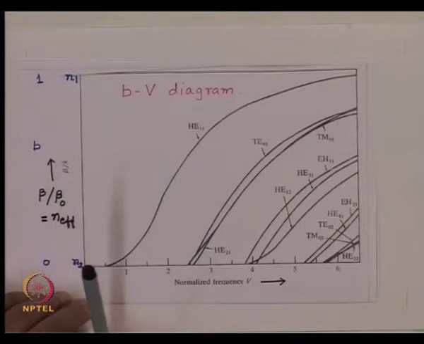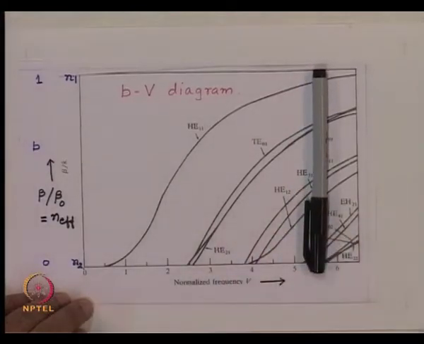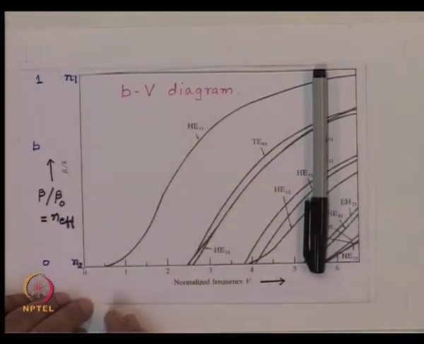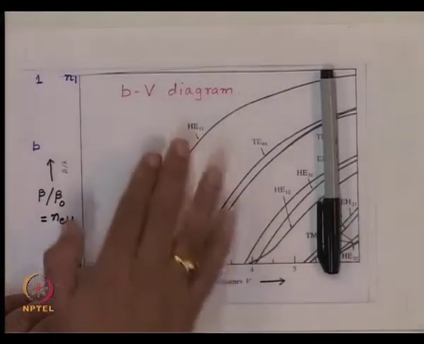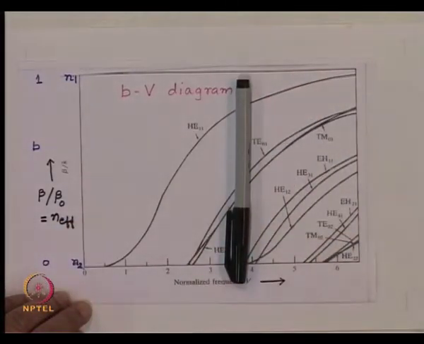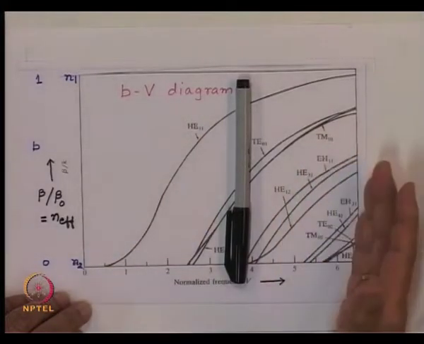So, in fact, how do we find out the modes which are going to propagate? I just take a V number, draw a vertical line from that V number. All the modes which have a cutoff frequency less than this V number, those modes will propagate. So, for this line, this set of modes will propagate, this set of modes will propagate, HE11 will propagate. However, if I bring it here, only this set will propagate and HE11 will propagate. These modes will not propagate.